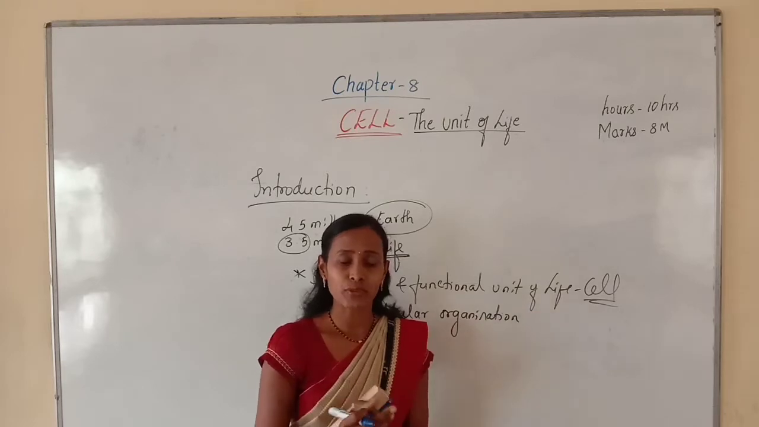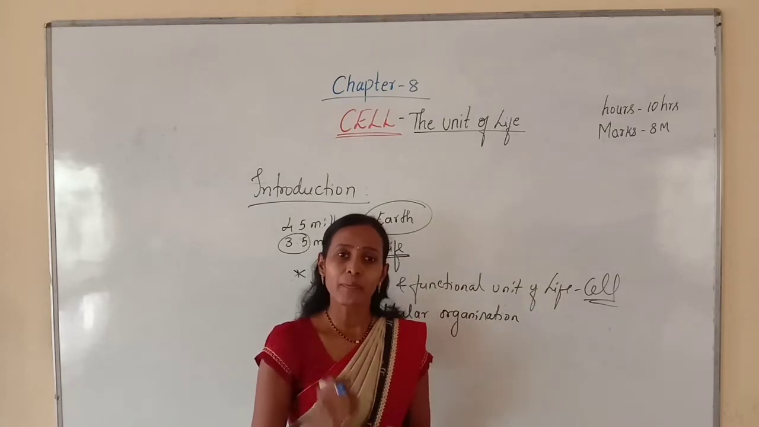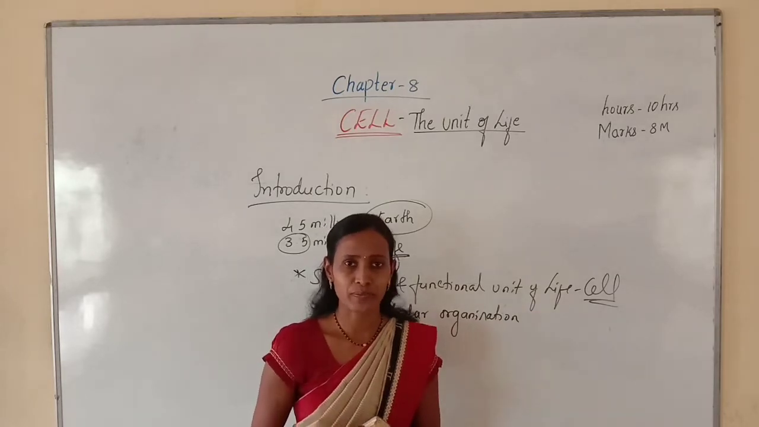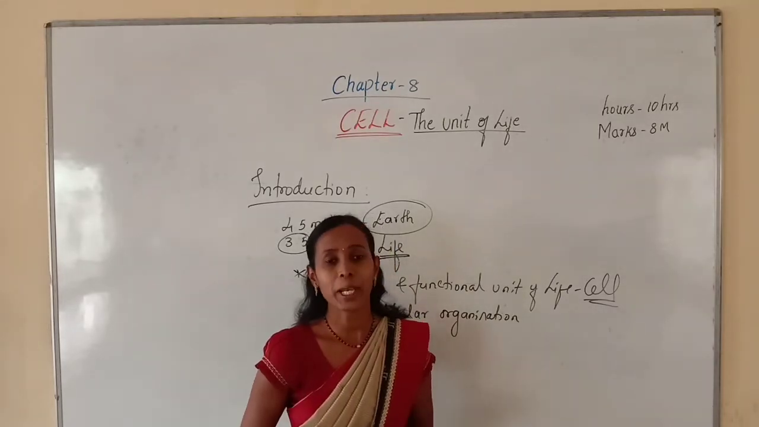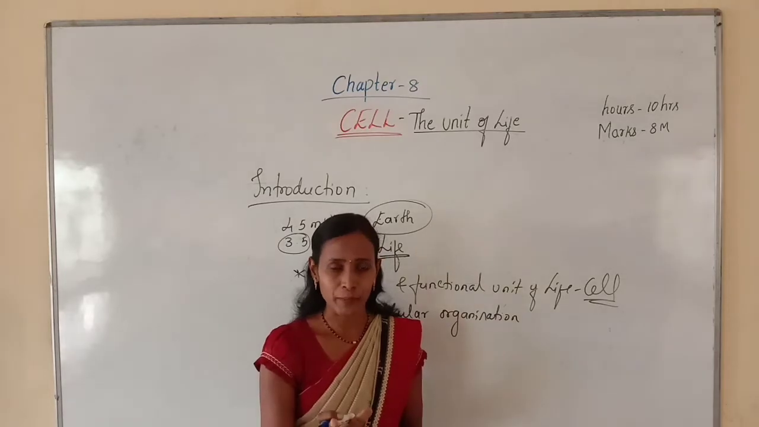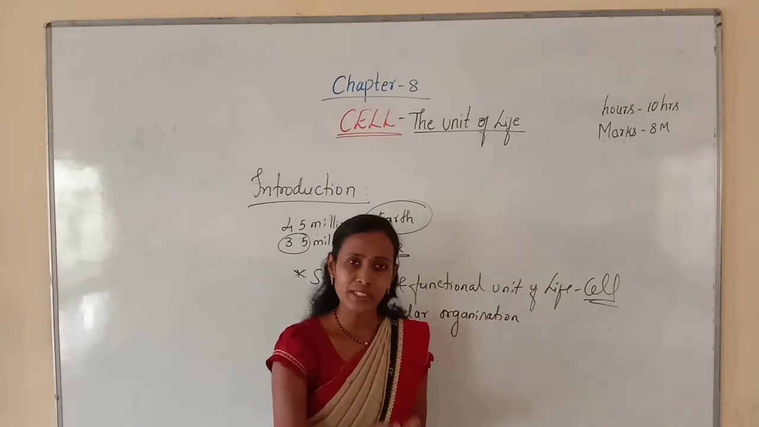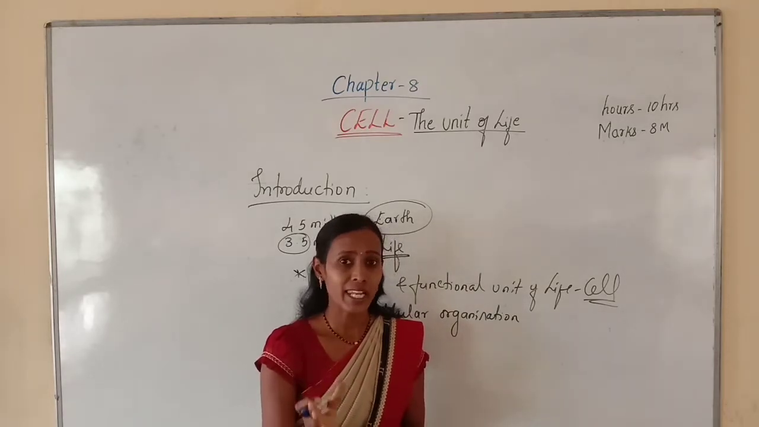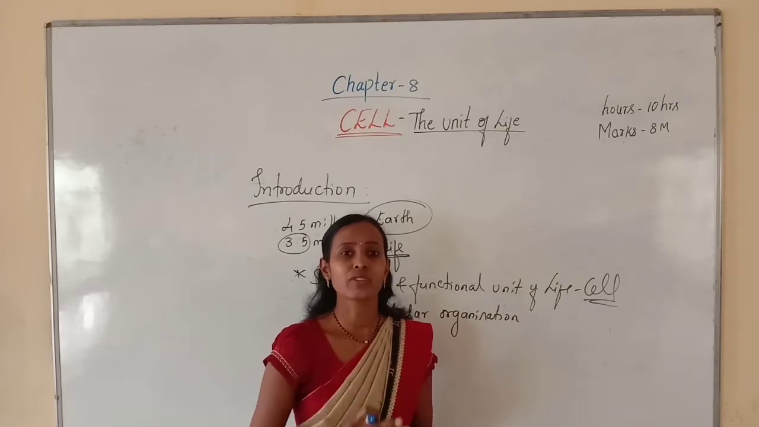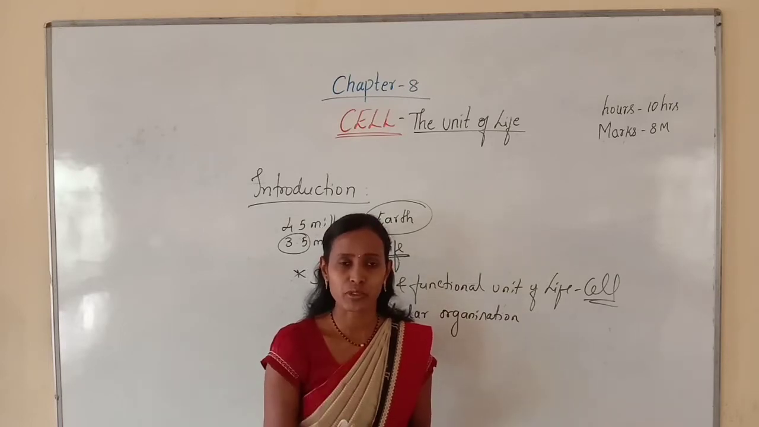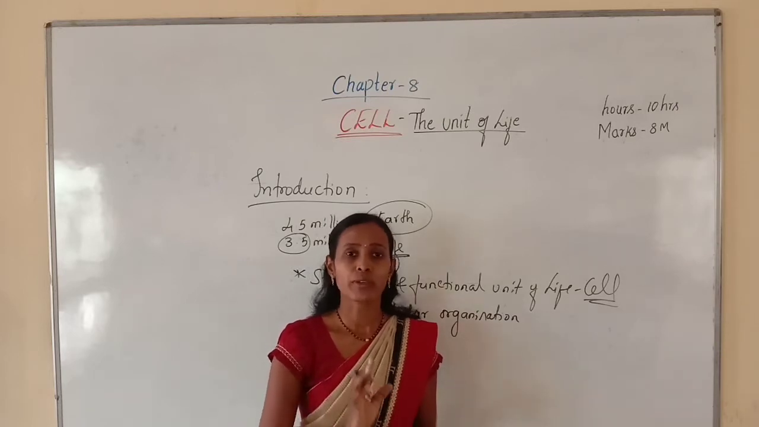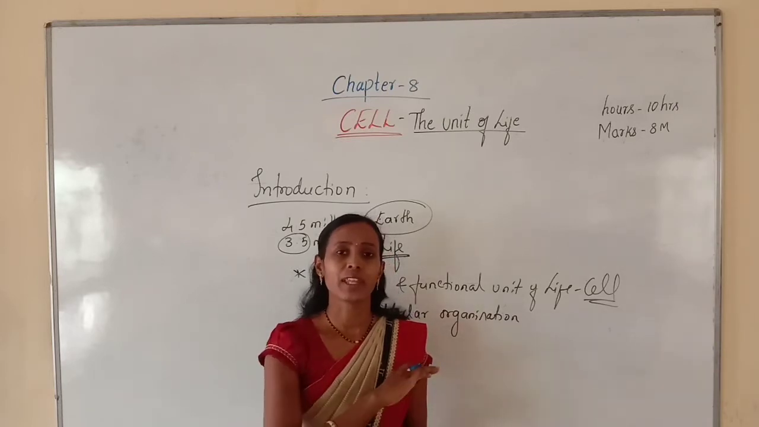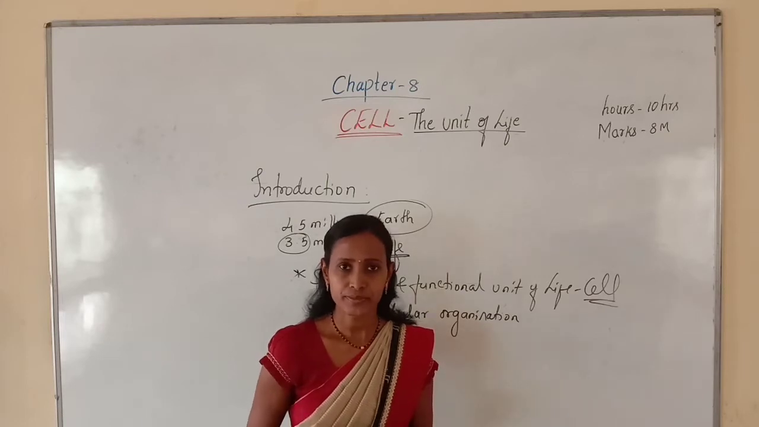If you see that the organism is living, then it should contain cells. Or we will say, if the organism contains a cell, then it can be considered as living. If the organism has cells, you can say that it is living. That's why life exists only in the form of cells. Without cell, there is no life. You should remember this. Without cell, there is no life at all.